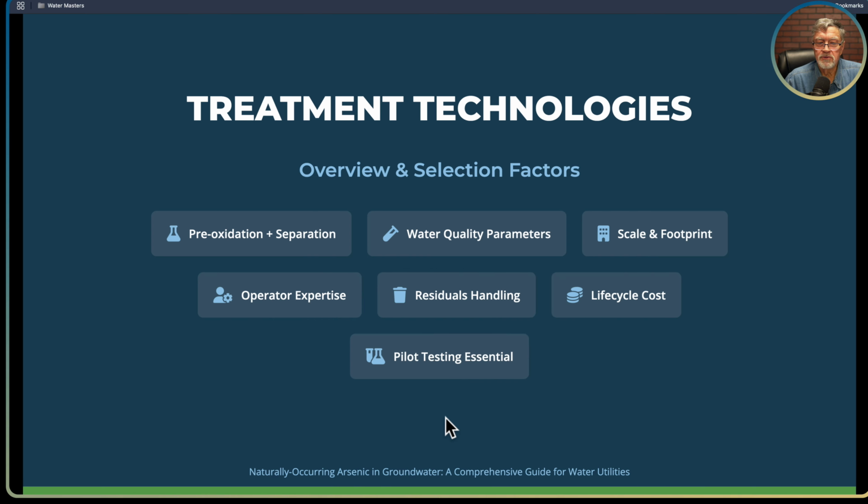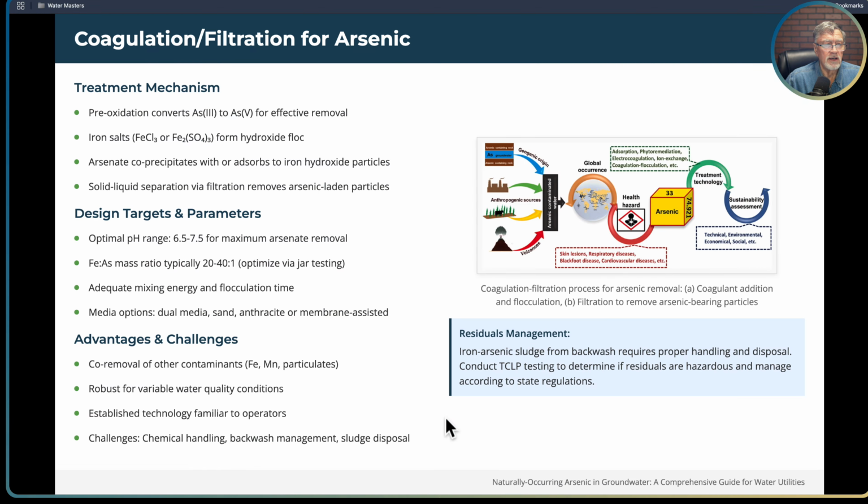So, all right, treatment technologies. Let's look at the different treatment technologies and some of the caveats there. First one, and once again, these get kind of complex, so bear with me here: coagulation and filtration for arsenic. This is the treatment mechanism. Pre-oxidation converts arsenic 3 to arsenic 5 for effective removal. You're doing that pre-oxidation generally with chlorine, and that's going to convert the arsenic 3 to arsenic 5, and it's going to make it easier to remove.